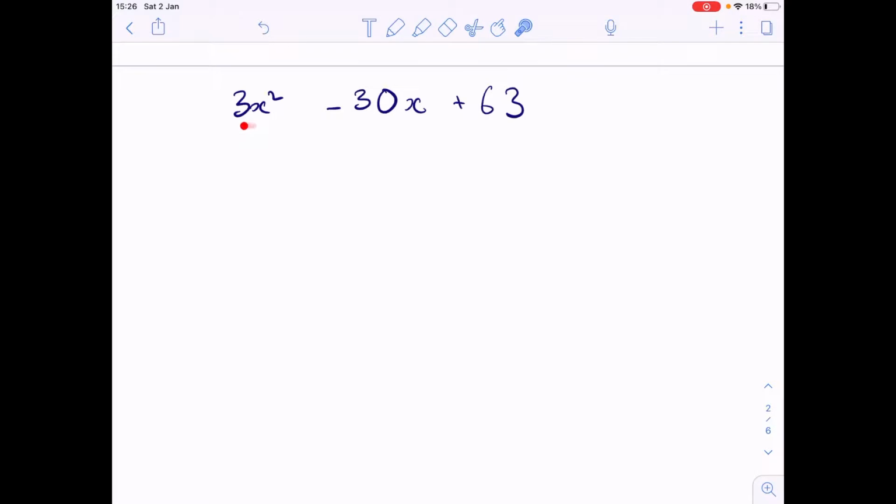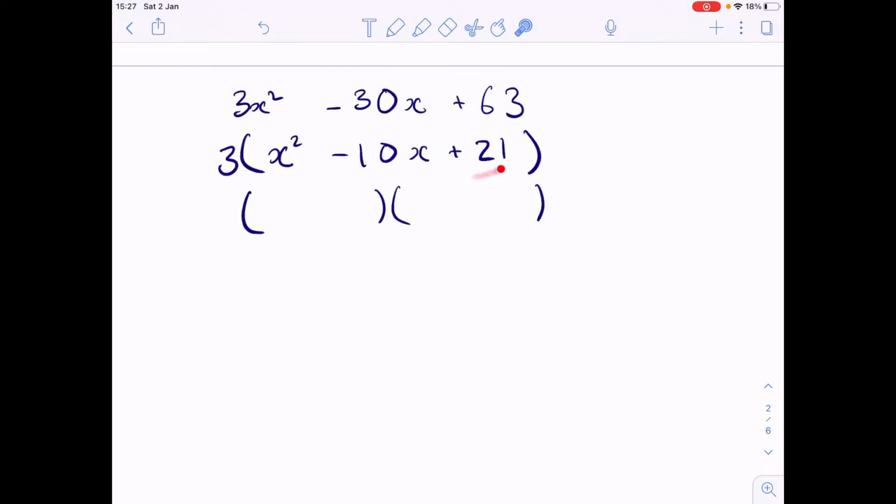So here again, I've got a horrible number in front of x squared, but if I look at this as a whole, I notice that 3 goes into everything. So I can take out a common factor of 3. This will be x squared minus 10x plus 21. And so again, I'm looking for 2 numbers which multiply to 21 but sum to 10.